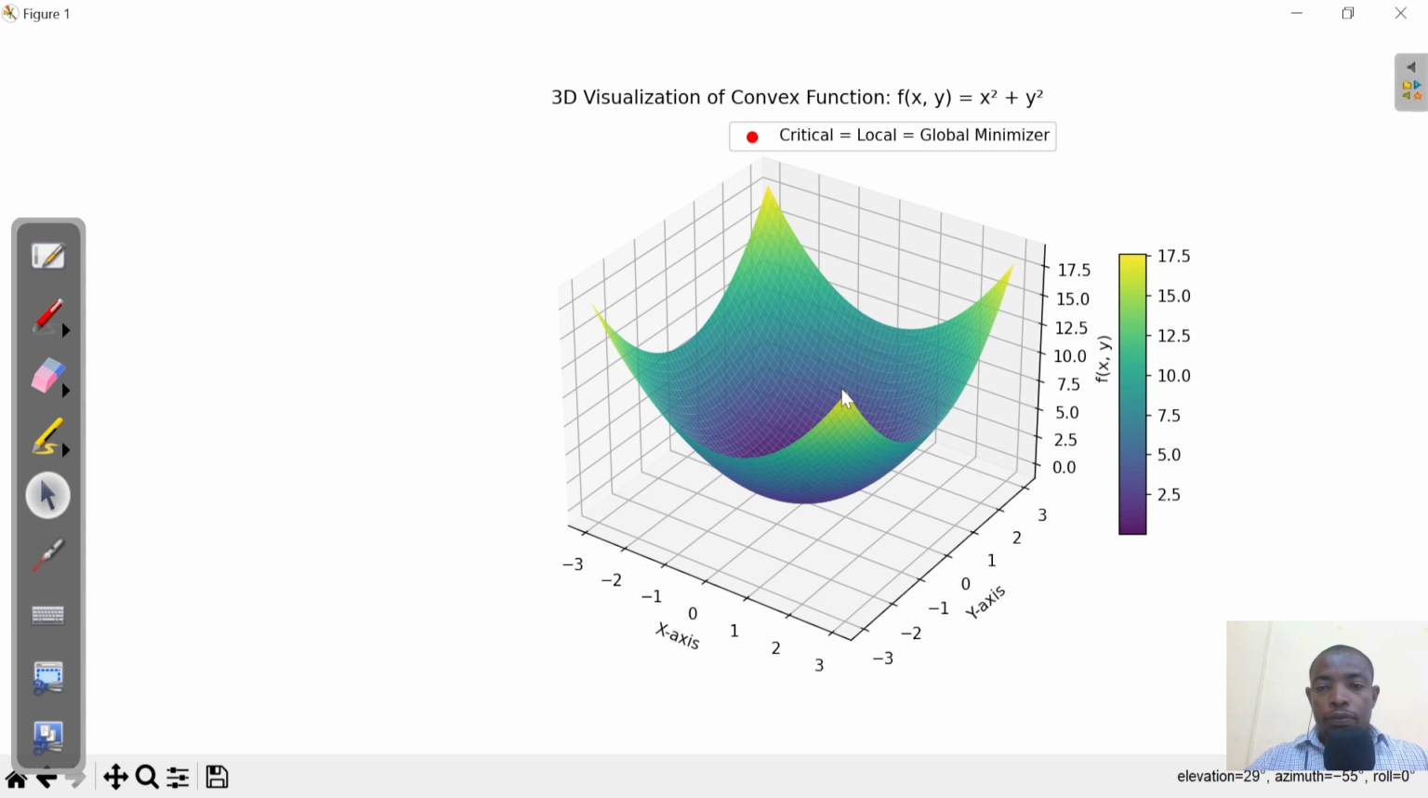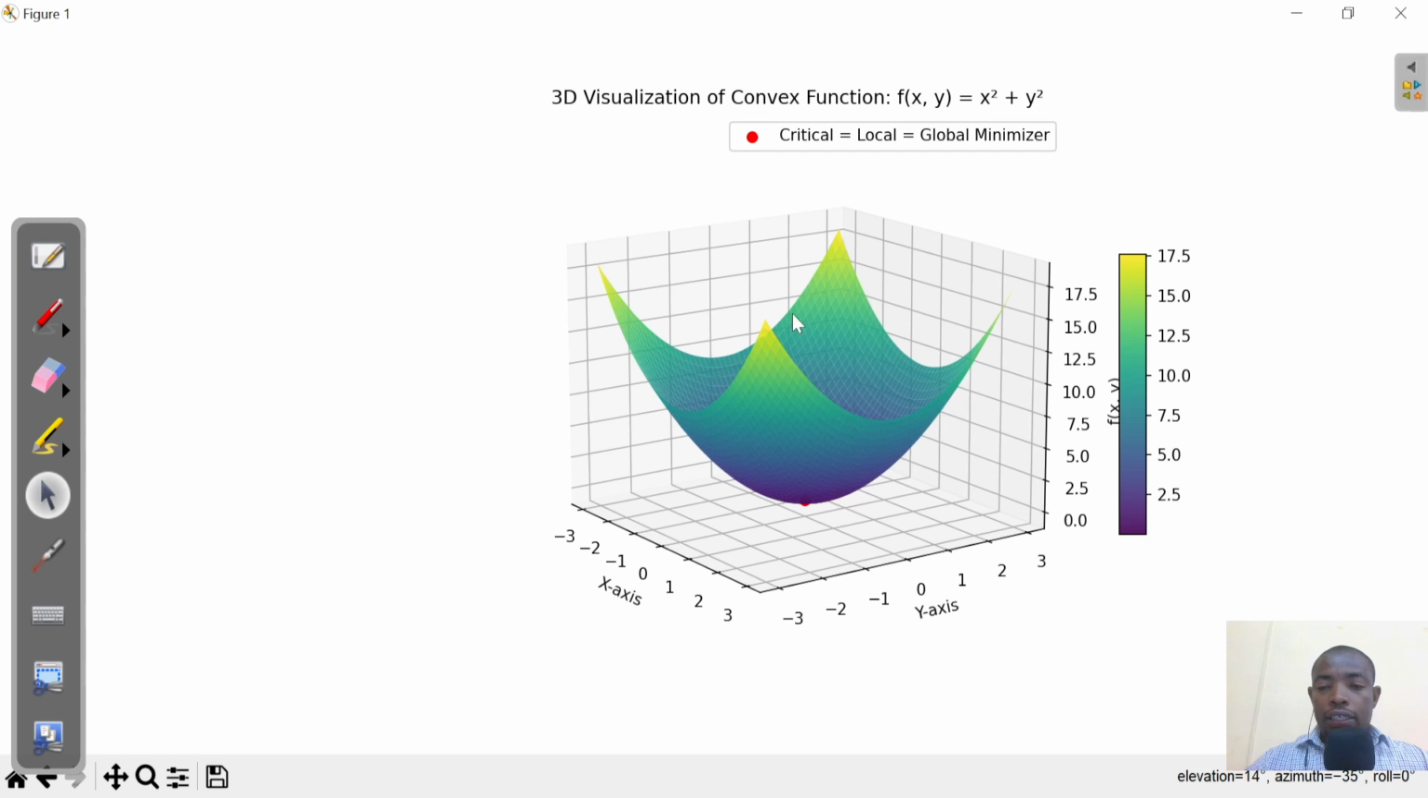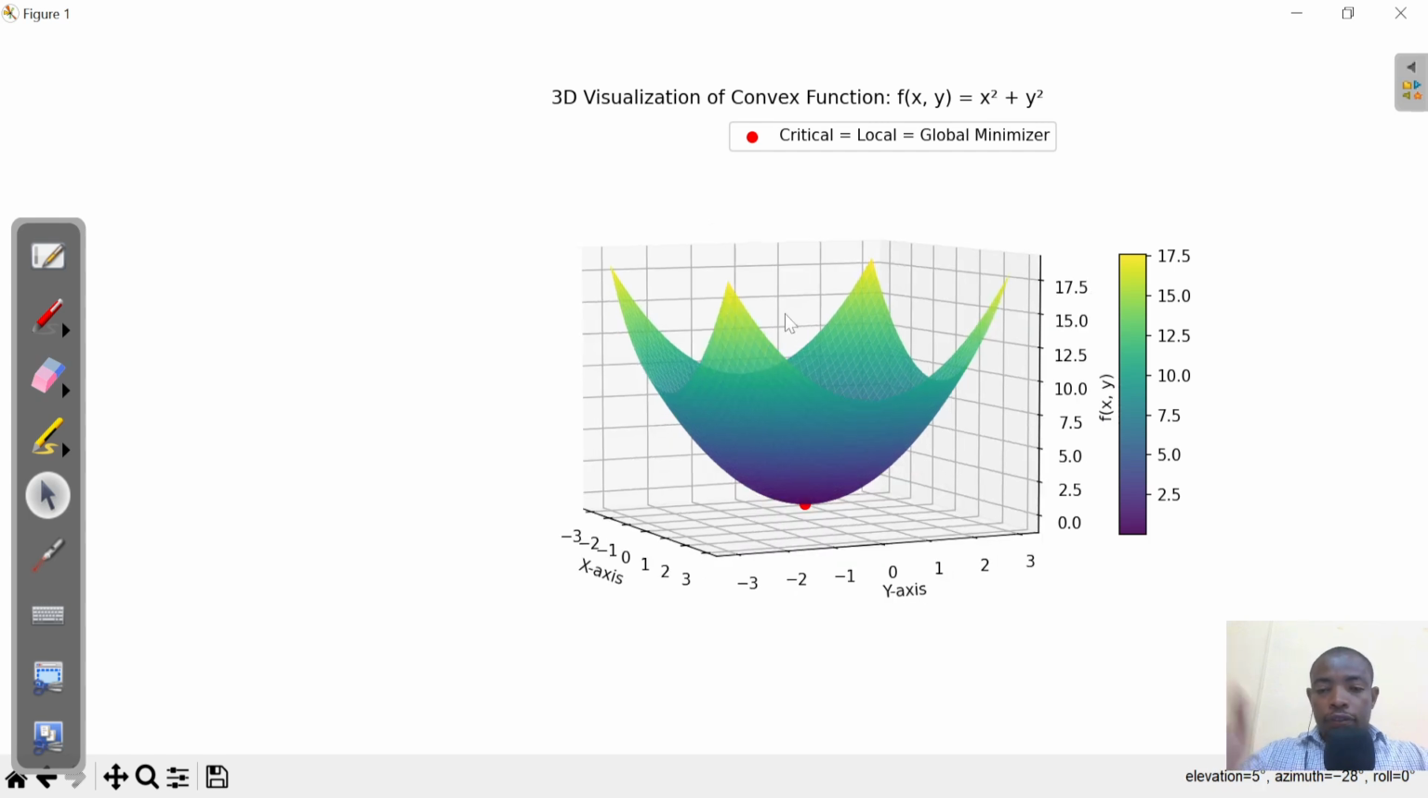Now we are looking for the minimum point, and in this particular example where this is a convex function, we clearly see that it is almost like a bowl. So therefore the minimum point over here is certainly the global minimum and also the local minimum. It is not a case where we have something like this.